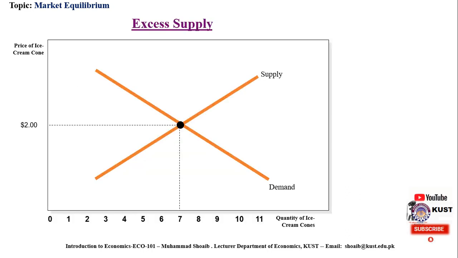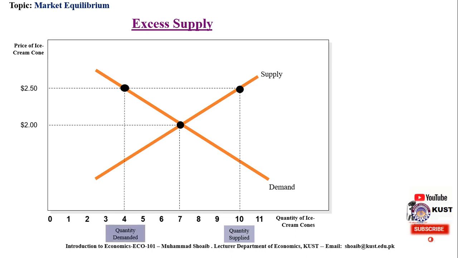If we again stay with the ice cream cone example and want to know about the excess supply or surplus situation, we are given the market at the equilibrium point where at $2, 7 units of the commodity are demanded. Suppose the price of the commodity increases from $2 to $2.5. At the higher price, more units of the commodity are supplied, looking at the supply curve, and fewer units of the commodity are demanded on the demand curve. So the difference between the quantity supplied and the quantity demanded is basically the surplus.